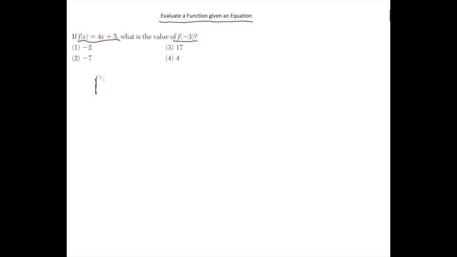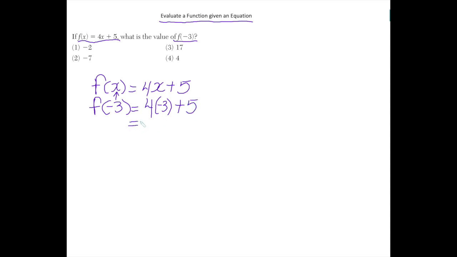So our first step is to write our function, f of x equals 4x plus 5. We need to find the value for when we have f of negative 3. Now the negative 3 is our input value, and wherever we see x in our function, we're going to replace it by negative 3. So we have 4 times negative 3 plus 5. Once you've replaced x by its numerical value, algebra is over. Now it's on to arithmetic.